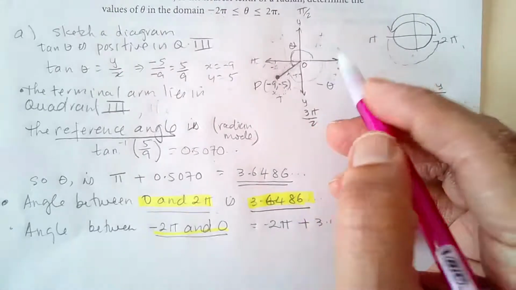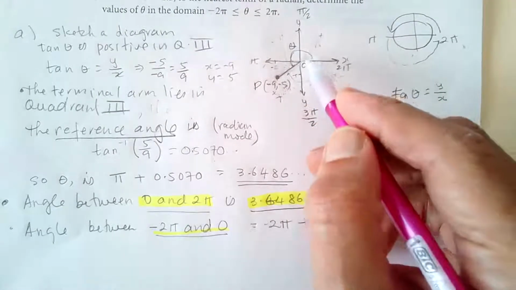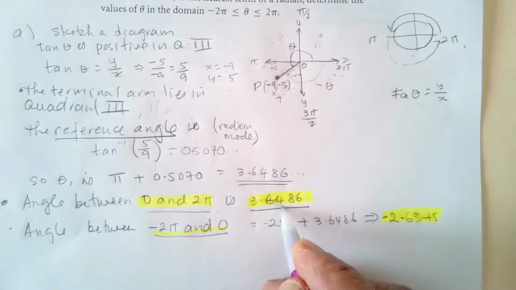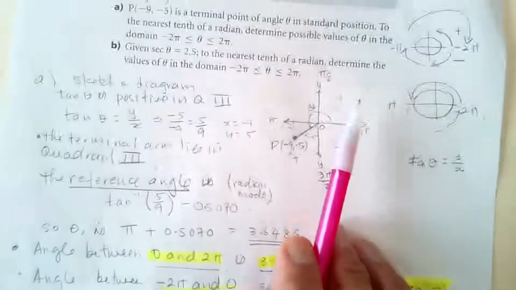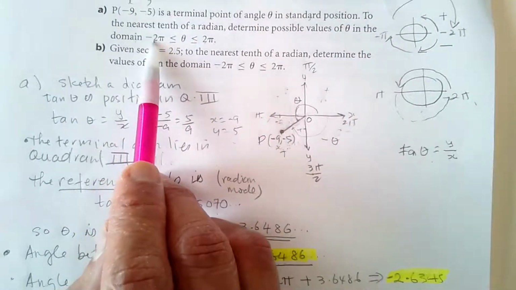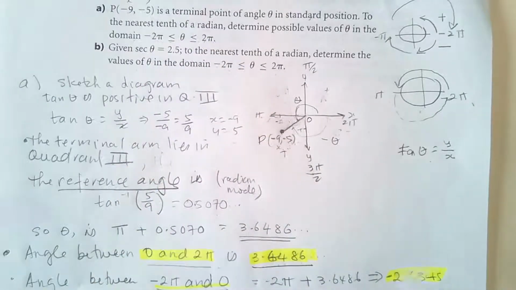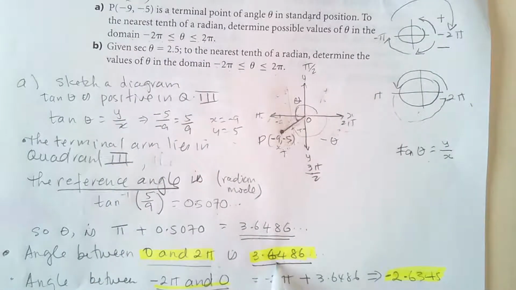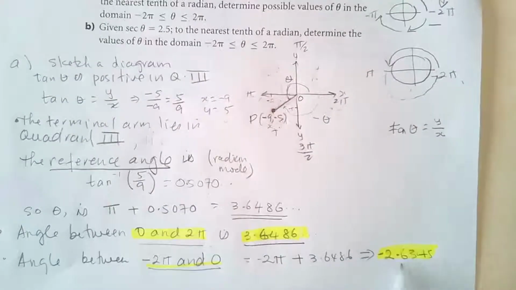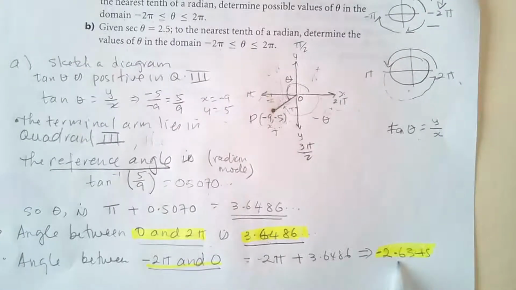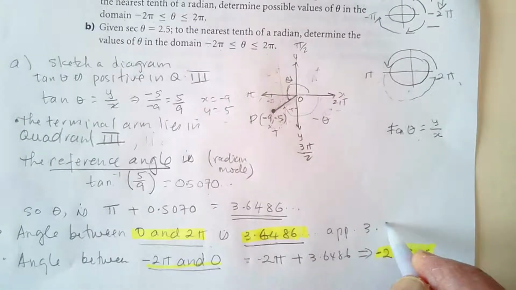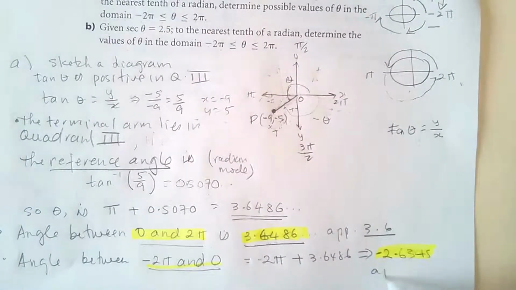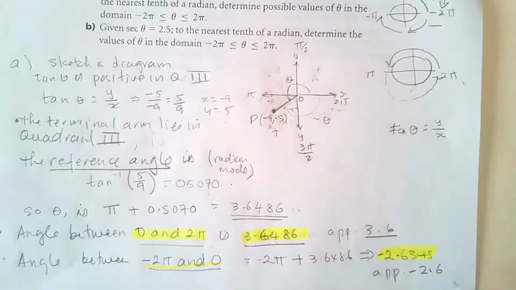So a possible angle measurement for positive theta would be 3.6486. One of the possible values for theta in the domain negative 2 pi to 2 pi is 3.6486 positive, and you have negative 2.6345. We can approximate this as approximately 3.6, and this could be approximately negative 2.6.